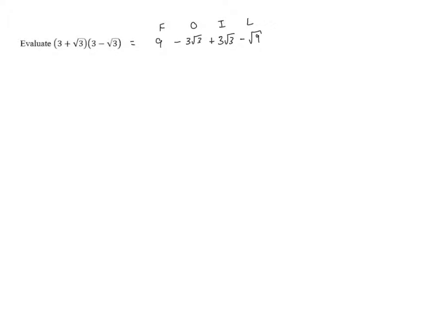Now, if we look at the two terms that contain a square root of 3, we've got negative 3 root 3 and positive 3 root 3. If we add those together, we'll get 0. So those terms effectively cancel each other out. So we have 9 minus root 9, but the square root of 9 is just 3. So this is equal to 9 minus 3. And when we take 9 minus 3, we get 6, which is our final answer.